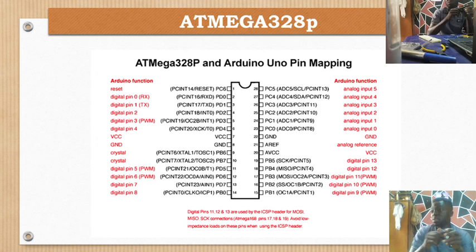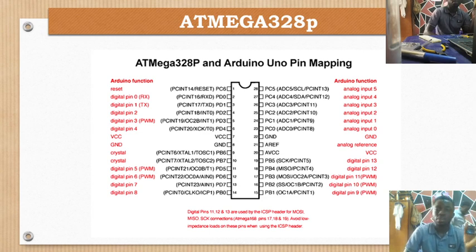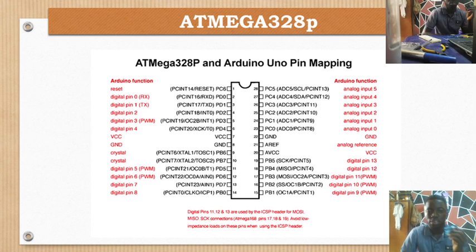The crystal oscillator is always 16 megahertz, so you can make use of a 16 megahertz crystal oscillator. The next pin, pin 11, is a digital pin, and it can also be used as PWM, that is pulse width modulation. The next one, pin 12, is also a digital pin, and it can also be used as PWM, pulse width modulation. The next one, pin 13, is a digital pin.